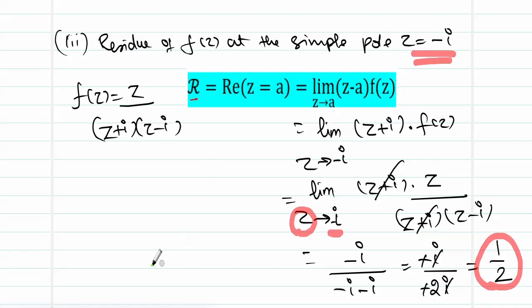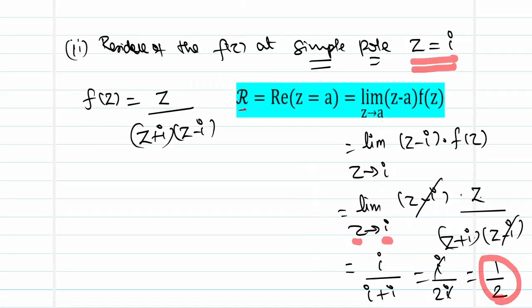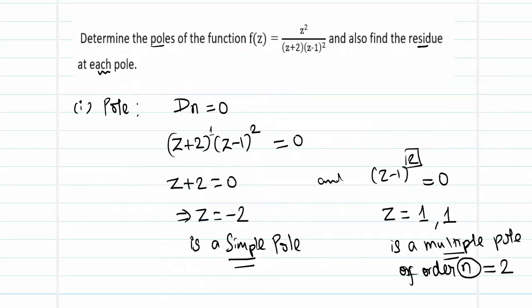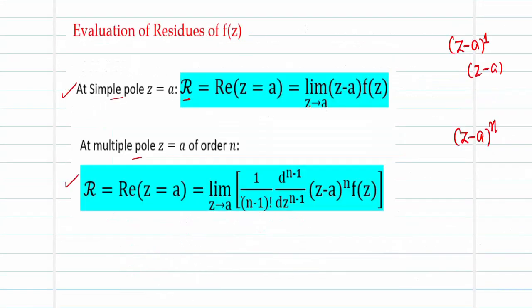The only requirement from this session of the video is to recollect the formulas for residue for a simple pole and a multiple pole, which are given by this set of formulas. Limit z tending to a, z minus a into f of z for a simple pole. Limit z tending to a, 1 by n minus 1 factorial, d power n minus 1 by dz power n minus 1, z minus a power n into f of z.